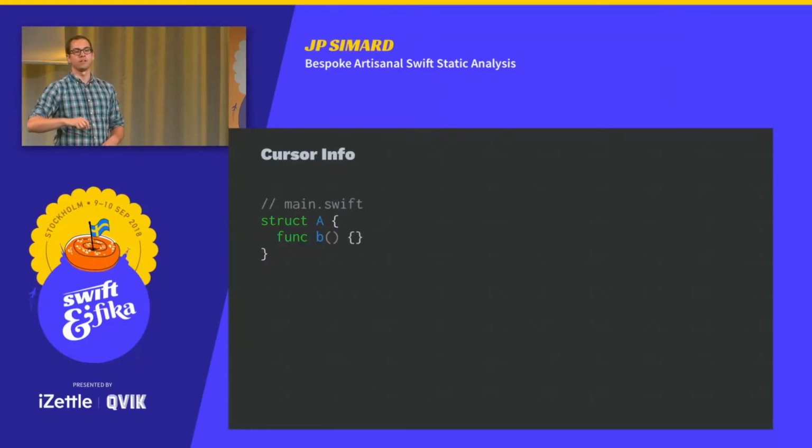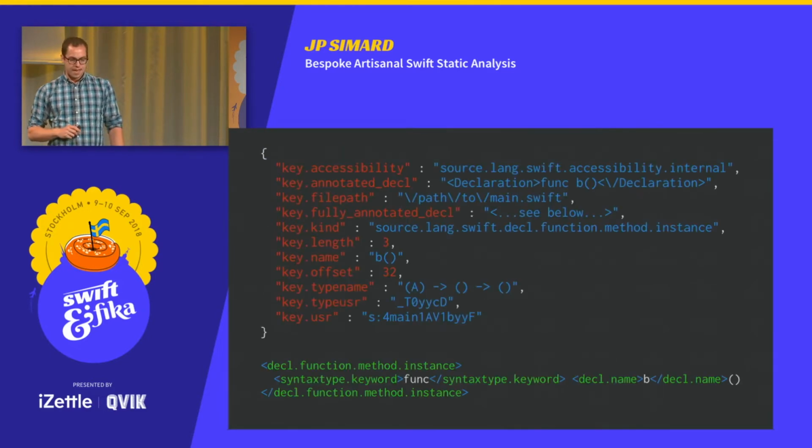Finally, we have the cursor info request, which is the exact same request that happens when you option-click something in Xcode. Say you want to see its documentation, or say you want to navigate to it. Xcode makes a cursor info request. And if you make this request, you'll get even more useful information.